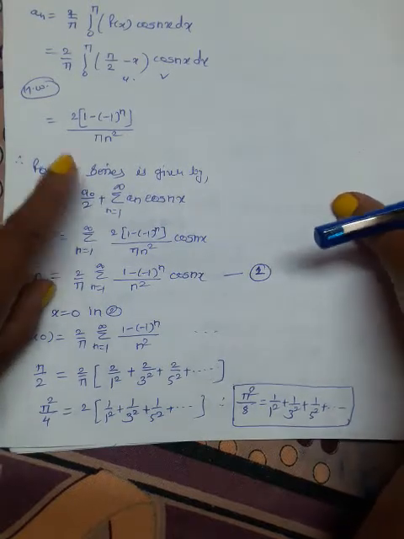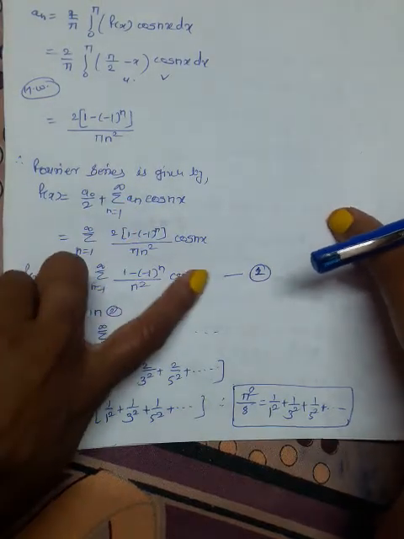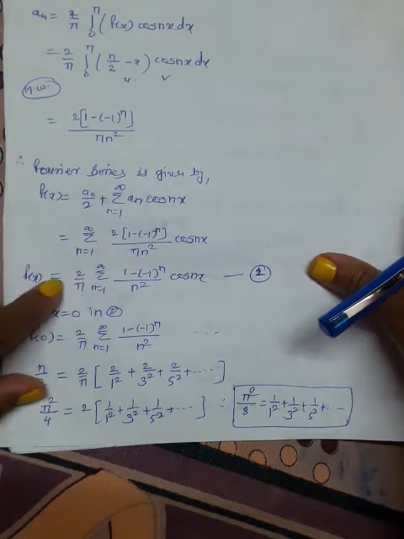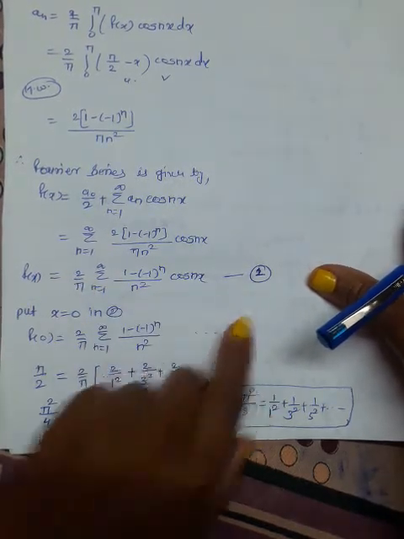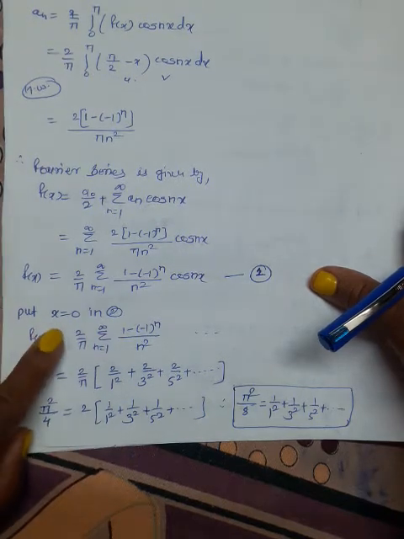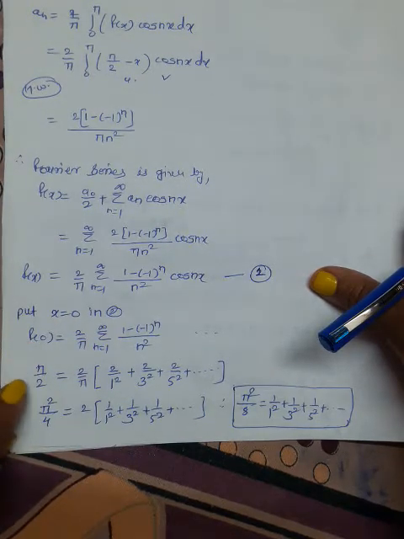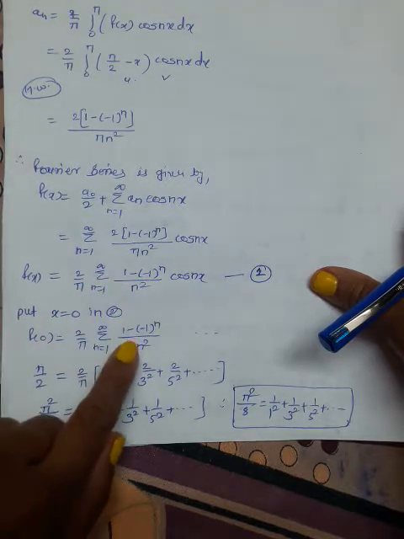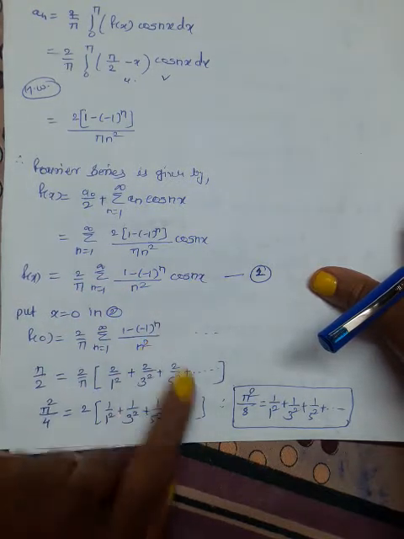Put the value of a naught is 0 already. An is this cosine x. Take this 2 upon pi outside of the summation, call that equation number 2. By the second question, put x is equal to 0 in this equation. You will get f of 0 is pi by 2 plus 2 upon pi, this is the term as it is. Cos of 0 is 1.